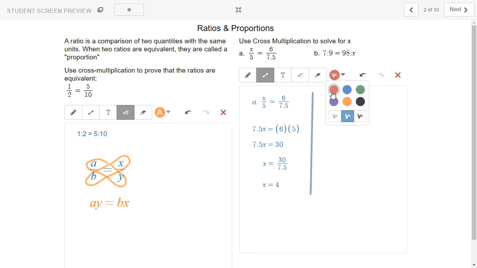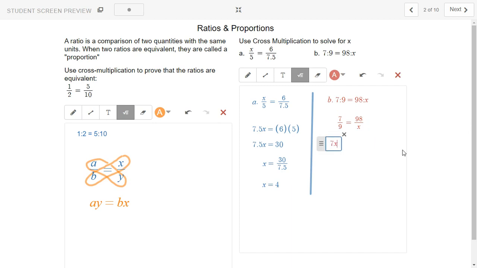Let's do part B. Part B, we have 7 and 9 is equal to 98 to x. So since this is written in ratio form, we can rewrite it as a fraction. Now notice that we need to line things up. I'm going to write the first number on the top and the second number on the bottom. For our second ratio, we're going to do the same thing. 98 comes first, that's on top, and we have x on the bottom. Now we're going to cross multiply.